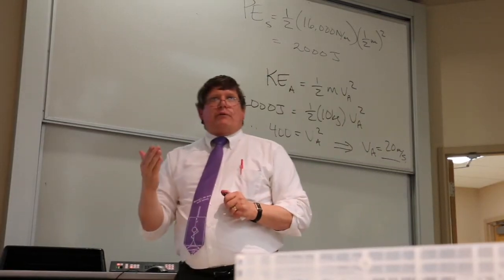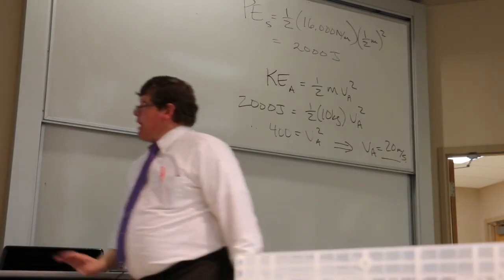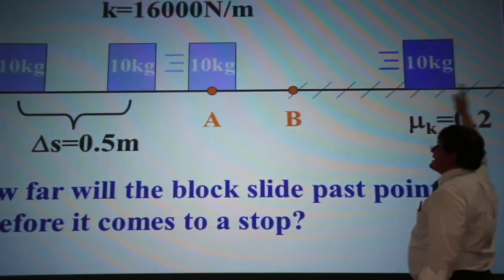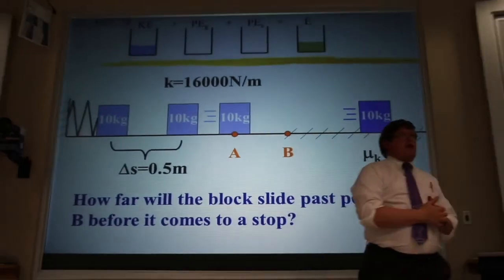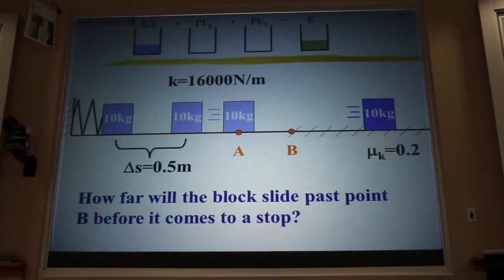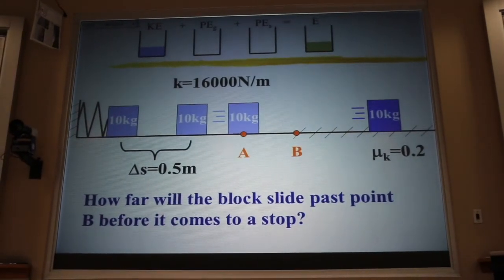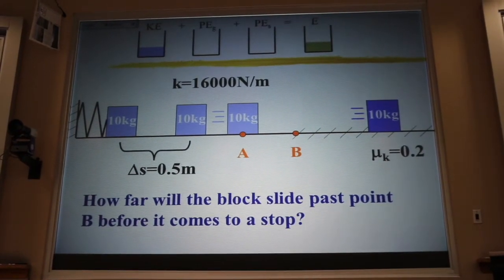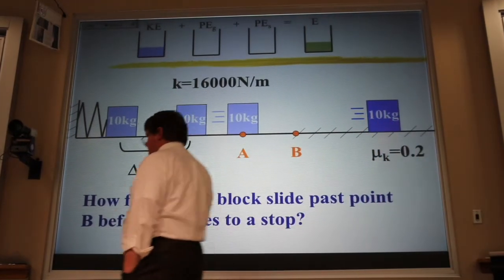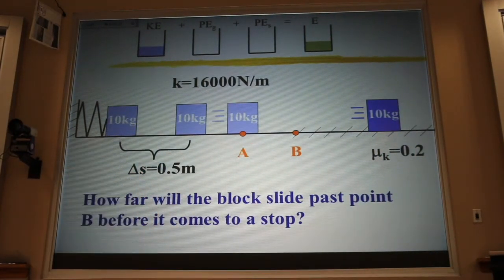Now we get to the point where we left off. That block hits the rough place at B and starts scraping. And the question is, how far will it scrape before it stops? And with your neighbor, see if you can come up with an answer for that. How far will it scrape before it stops? Yes, sir. 100 meters? 100 meters is the correct answer.